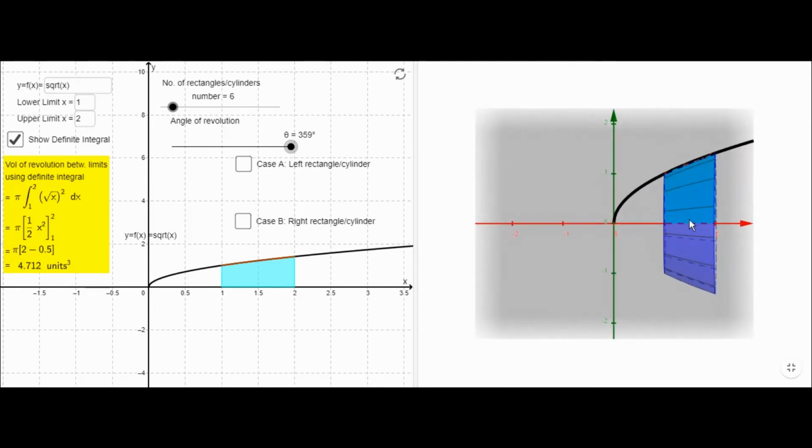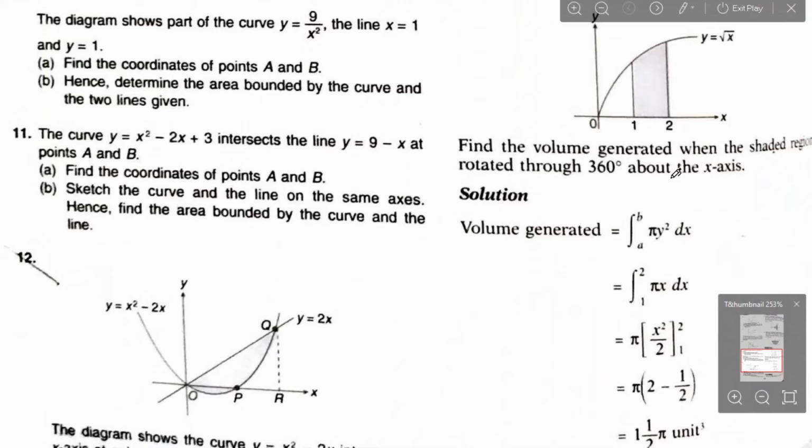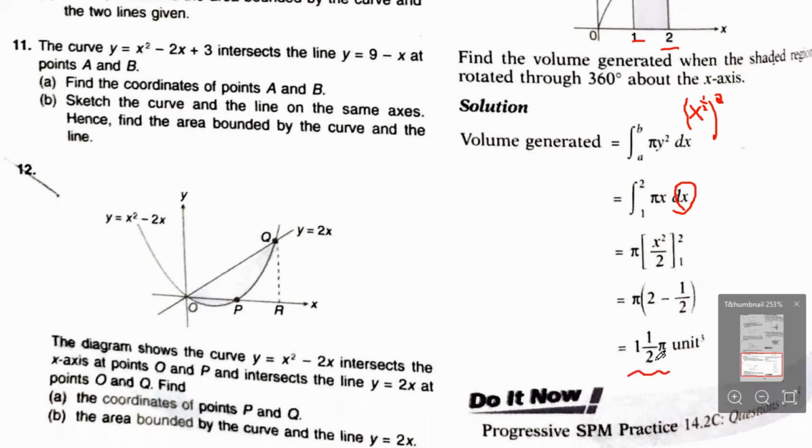The volume of this solid, I just use integration. So pi, integrate from 1 to 2, and this is the x coordinate so we put dx here. Then y squared, and y equals square root x, so you have square root x, which is x to the power 1 over 2, squared. 1 over 2 times 2, you will have x. Then you integrate this one, you will have 1 over 2 x squared from 1 to 2. Then you substitute in the values to find the answer. The final answer will be 1 and 1 over 2 pi unit cube. The unit is unit cube because this is the volume.